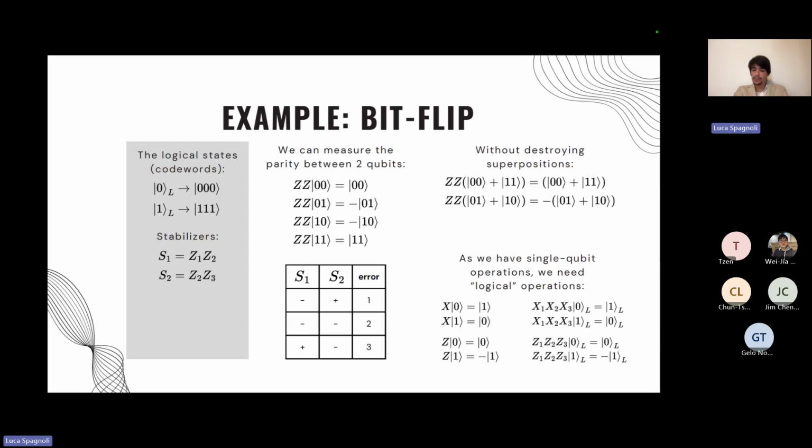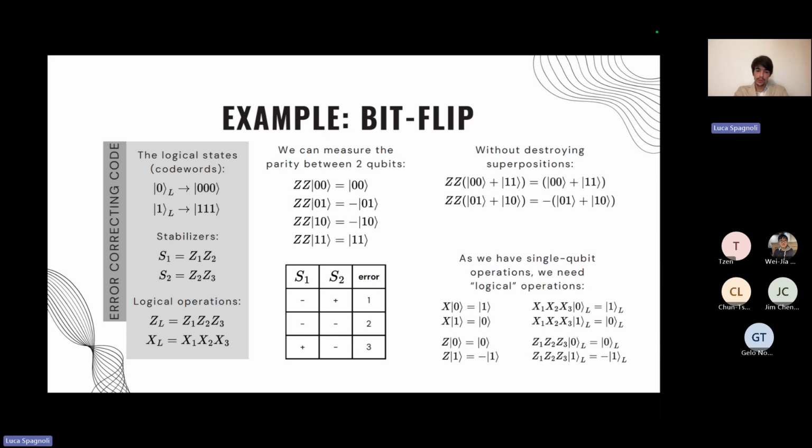And in our case, the logical X operation that brings the logical zero to the logical one is this weight three X operator. You can see it flips all the three zeros in the state to three ones and vice versa. And the same happens with the logical Z, that adds a minus one phase only on the logical one. So here we define the logical operations and altogether, this is an error correcting code.